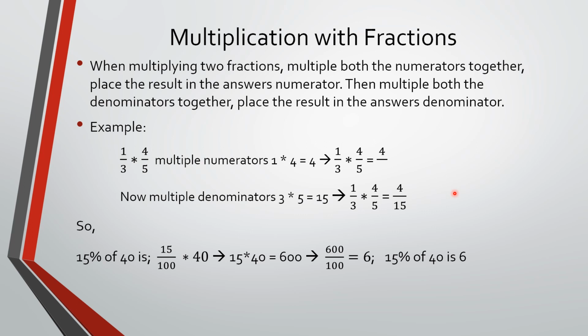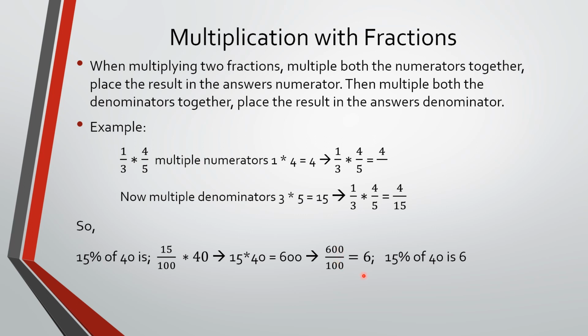Now we can go back to what we were trying to find on the last page. So 15% of 40 is 15% times 40. We multiply the numerators together, so 15 times 40 is 600. If it's a whole number like this, it's not a fraction, it's always over 1, because anything divided by 1 is itself. So 40 divided by 1 is itself. We just multiply 100 times 1 and bring the 100 over. So we get 600/100.